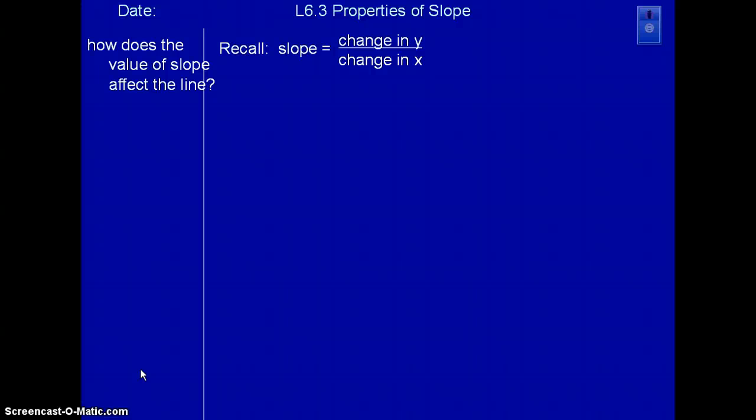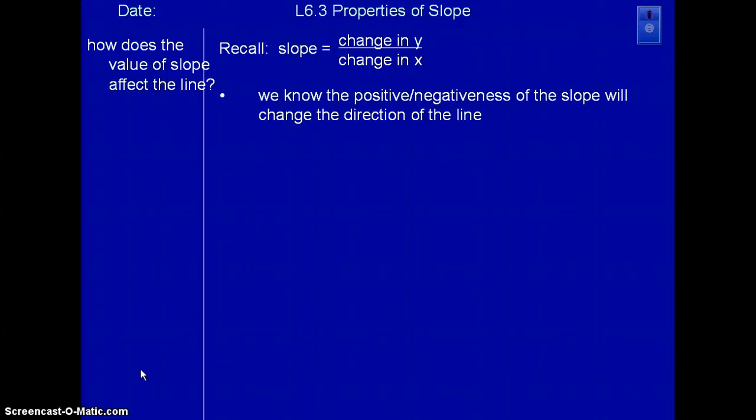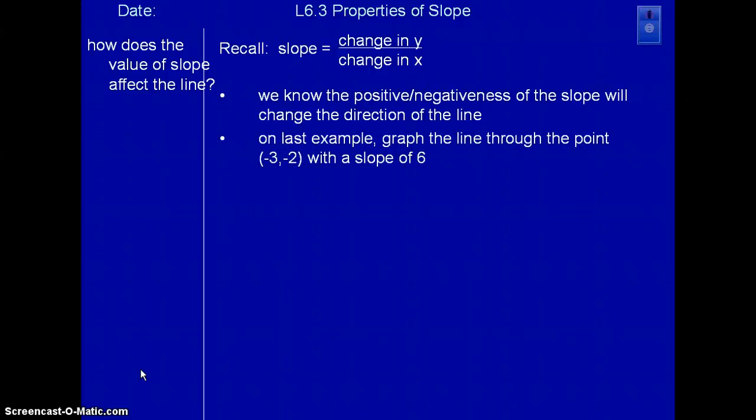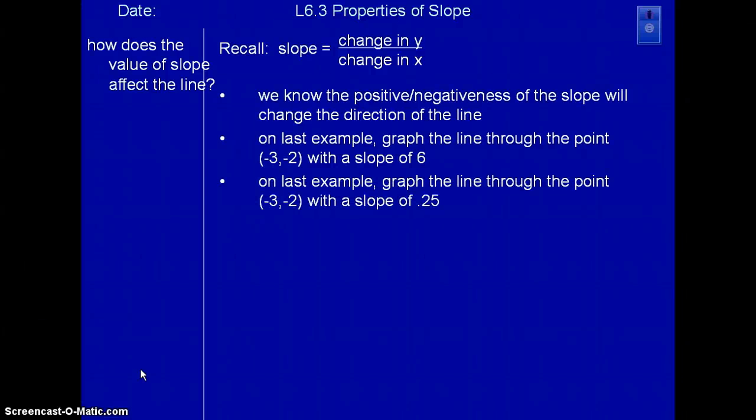So we talked a little bit about positive slope, negative slope. We've talked a little bit about undefined slope and zero slope. One thing that we're also going to discuss is how does the value of slope affect the line? We know that the positive and negativeness of the slope will change the direction of the line, downward trend or an upward trend. We also need to consider what happens if the slope itself changes.